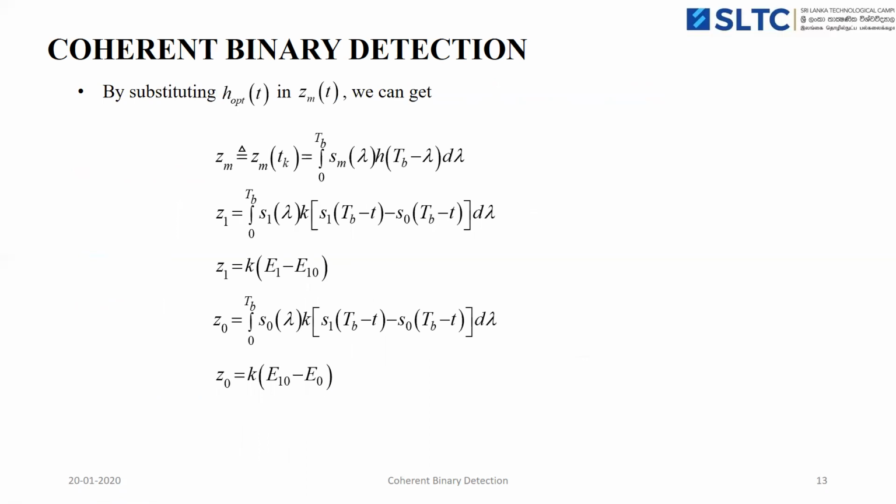Similarly, we can find the simplified expression for the optimum threshold. For that, first we find Z1 and Z0, by substituting the H opt into the Zm of t. Here we can find Z1, which is the convolution of the signal term and the impulse response.